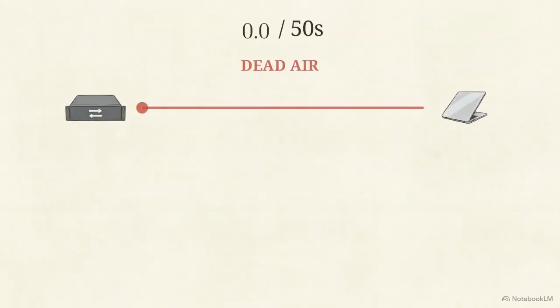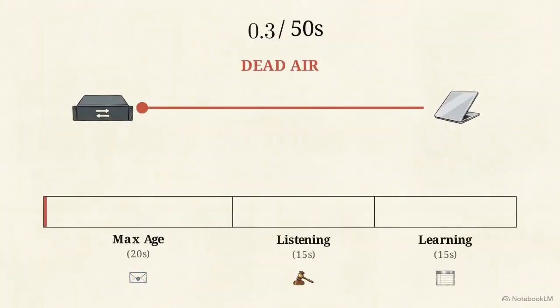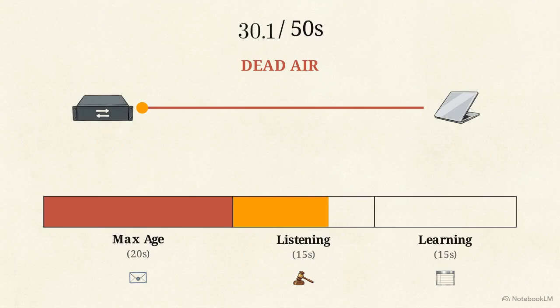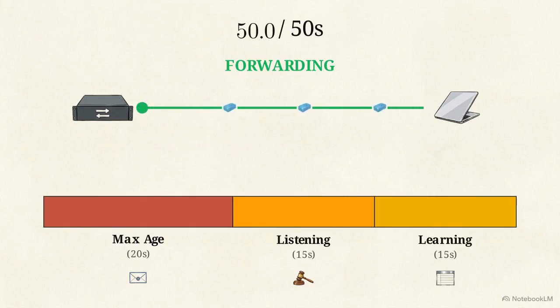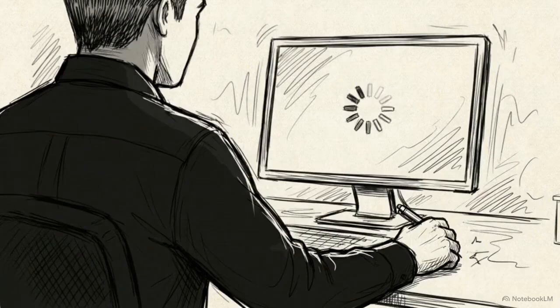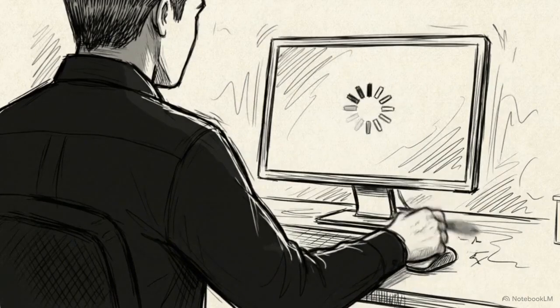This chart illustrates the original transition timeline. A switch port spends 20 seconds waiting for a max age timer to expire, followed by two 15-second intervals progressing through listening and learning states. That meant a full 50 seconds of dead air before traffic resumed. As enterprise reliance on network uptime increased, a 50-second outage was no longer viable.